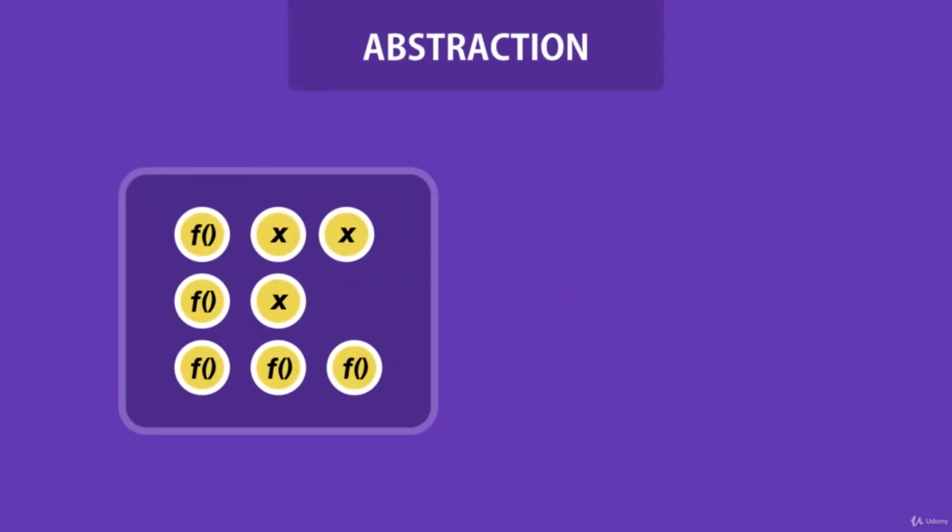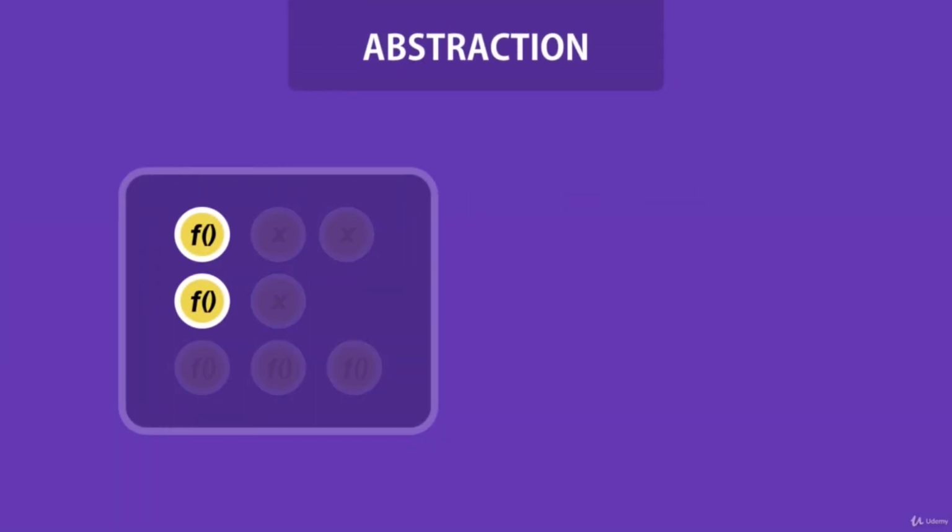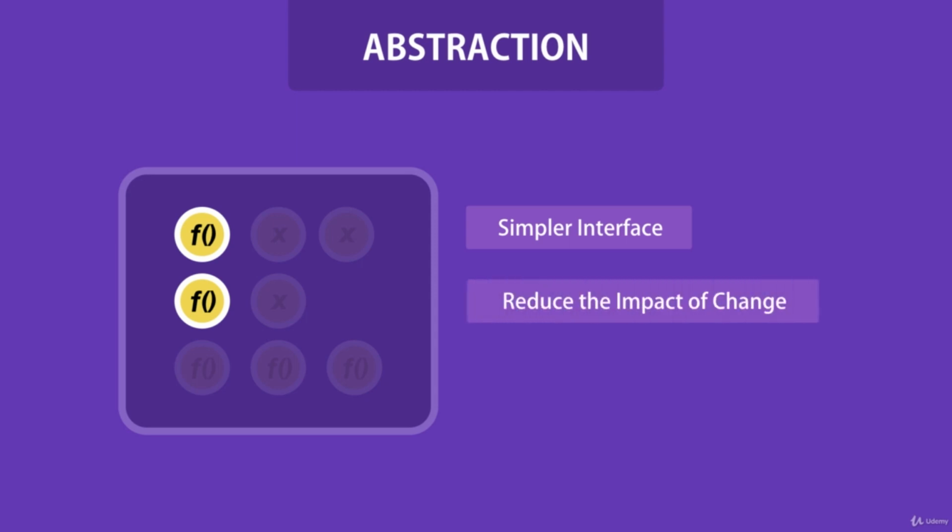We can use the same technique in our objects. So we can hide some of the properties and methods from the outside, and this gives us a couple of benefits. First is that we'll make the interface of those objects simpler. Using and understanding an object with a few properties and methods is easier than an object with several properties and methods.